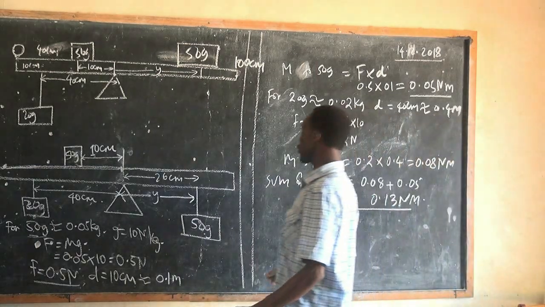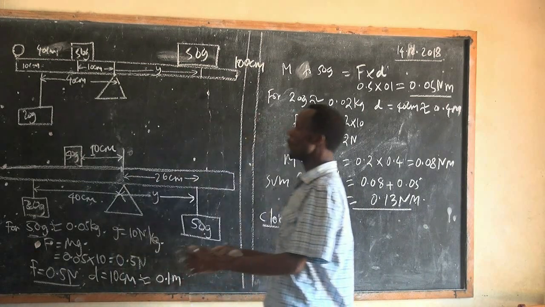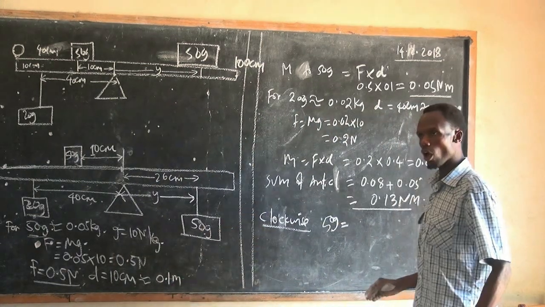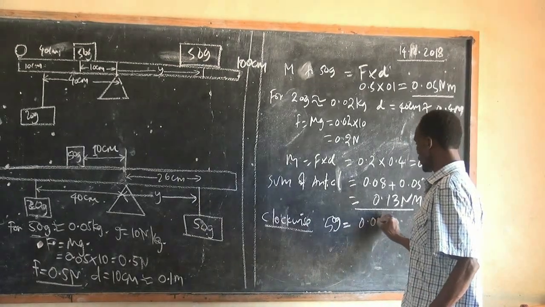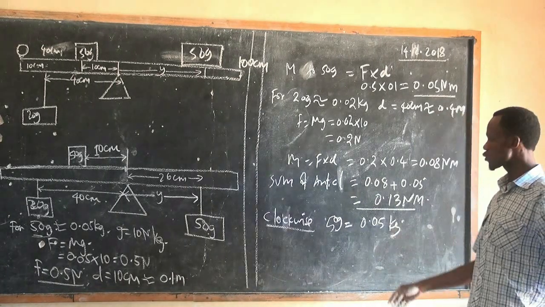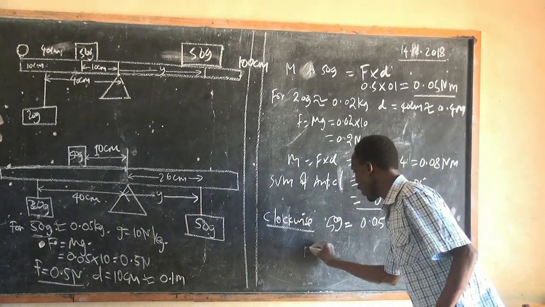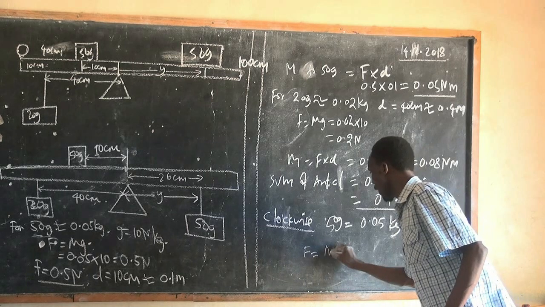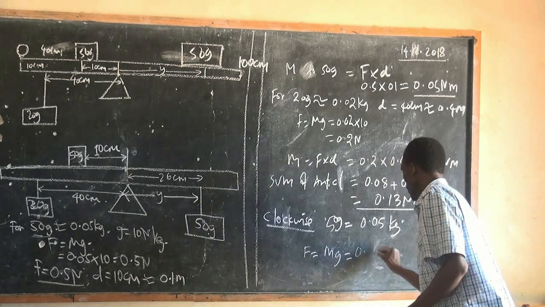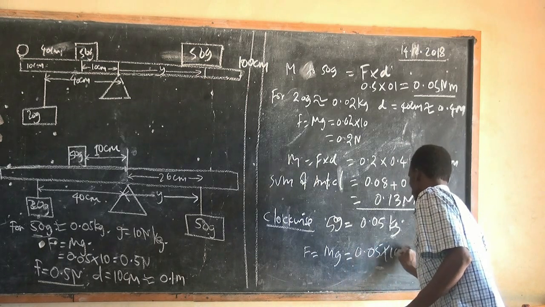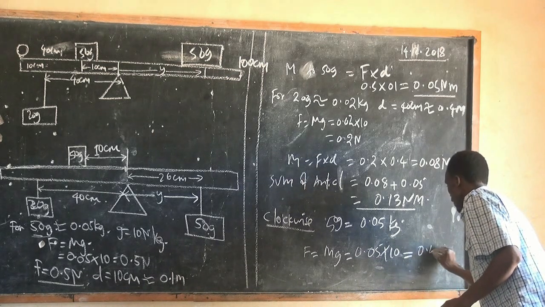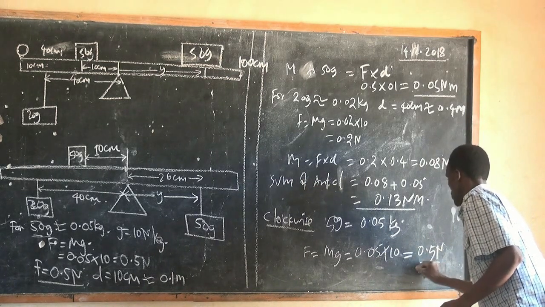Now let us talk about clockwise. For the clockwise moment, we have only 50 grams. We can convert it into what? Kilogram. Definitely 0.05 kilogram. Now let us find the force for this one. The force is equal to mg. Mass is 0.05 times 10. We get 0.5 Newton. This is force.